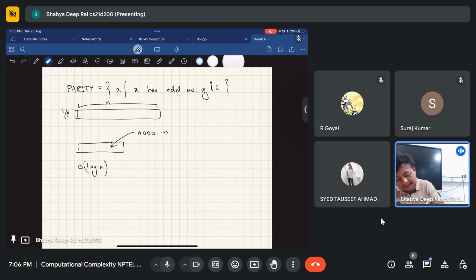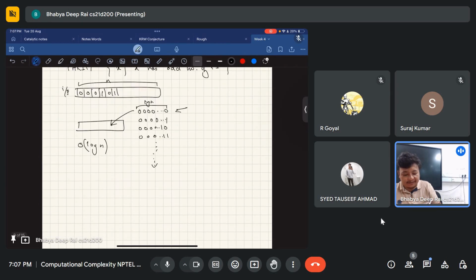This only needs to be log n. And what do you do? Well, you count the number of ones. You see a 1, you add a 1 to it, and you see another 1, then you add another 1 to it. And you see another 1, and then you add, and so on and so forth. You keep adding, and finally you get an answer.